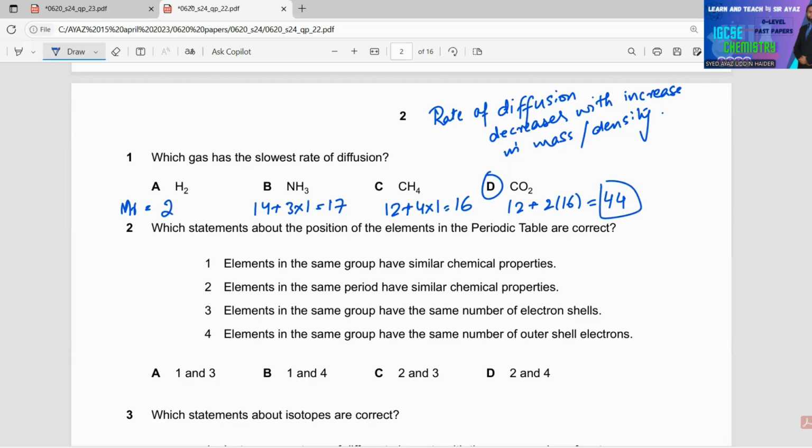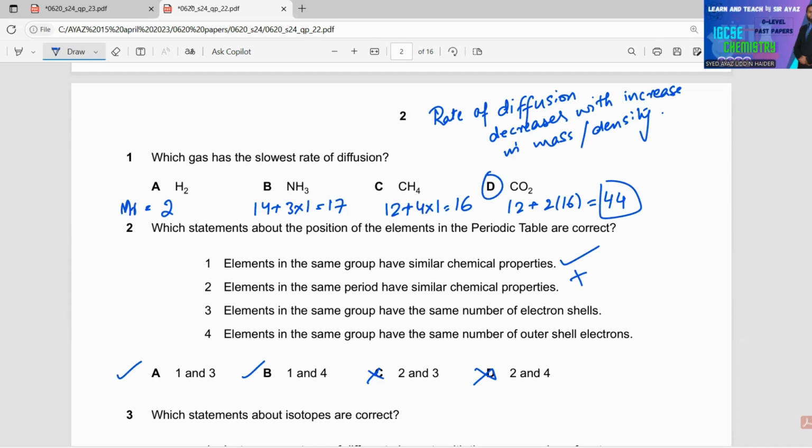Number 2, which statements about the position of the elements in the periodic table are correct? Number 1, elements in the same group have similar chemical properties. This statement is correct. So either A is correct or B is correct. Both C and D are incorrect. Number 2, elements in the same period have similar chemical properties. This is incorrect because in the same period they have different groups coming in between, so they can't have similar chemical properties.